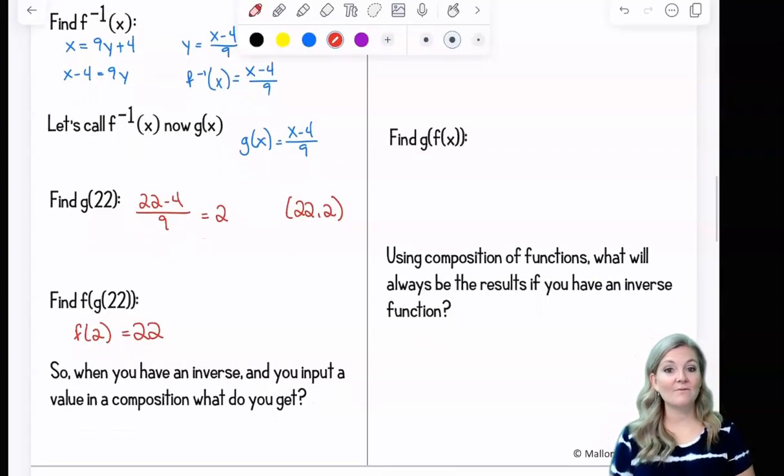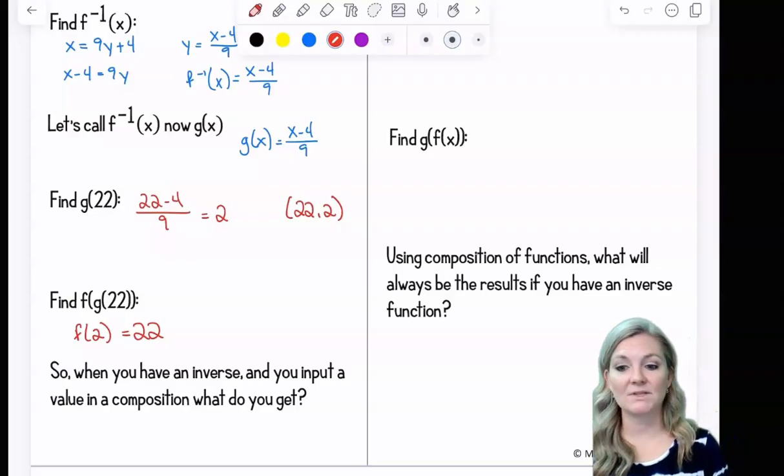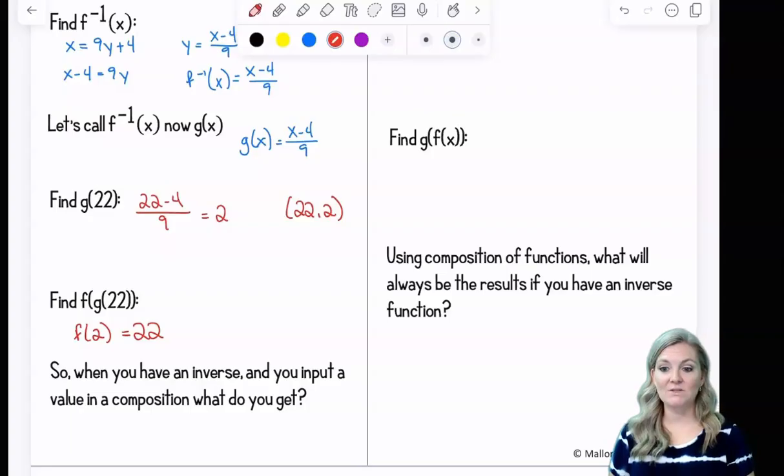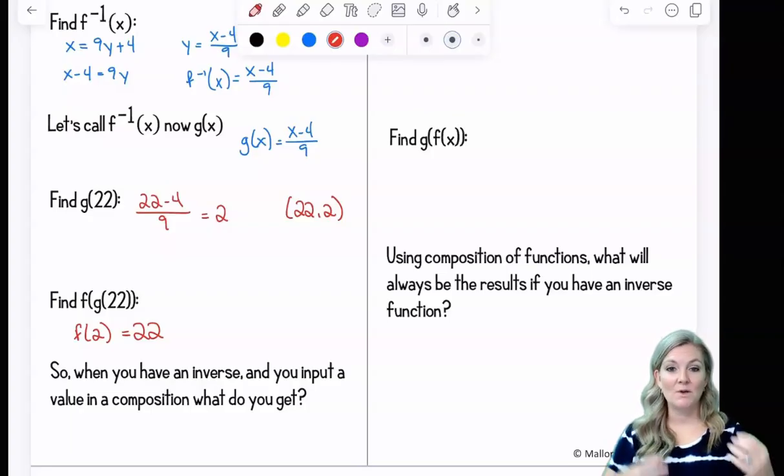So when you have an inverse, and we have an inverse because we used an inverse, so when you have an inverse and you input a value into the composition of functions, when you are using the inverse equations as a composition, what are you going to get?